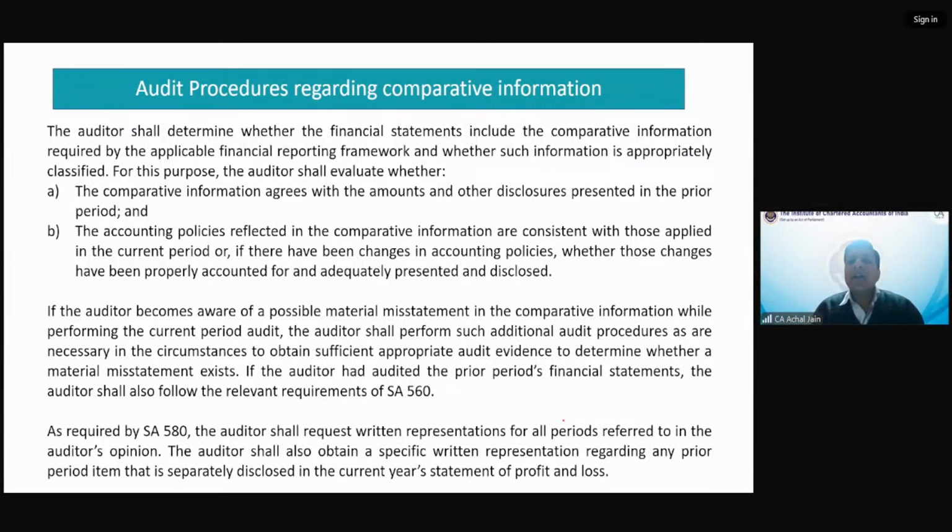Now, what does the auditor need to look at in this case? The auditor needs to determine whether the financial statements include comparative information required by the framework, and whether that has been provided in accordance with the accounting policies or not. And if there is any material misstatement or possible material misstatement, the auditor will perform additional audit procedures around it, or may eventually get onto the reporting requirements.